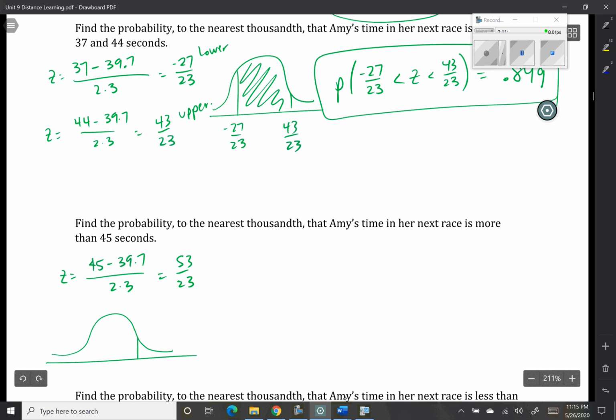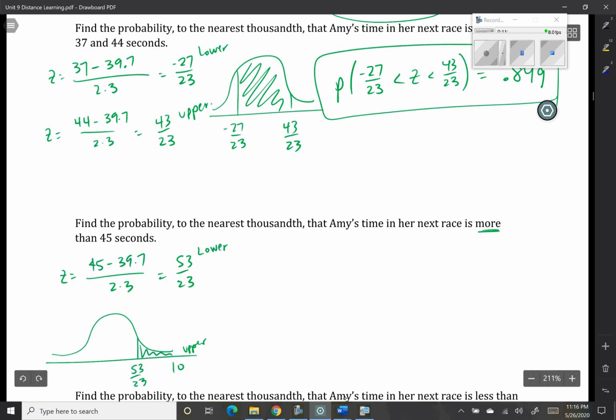This number, 53 over 23, is kind of towards the top. So this should be a small percentage, right? Think about it. If her average time is 39.7 seconds and she has a 45-second time, that's a pretty slow time, right? So we want to be above this because it says more than 45 seconds. The words are important here. So the lower number is 53 over 23, and we'll use a 10 for the upper number.